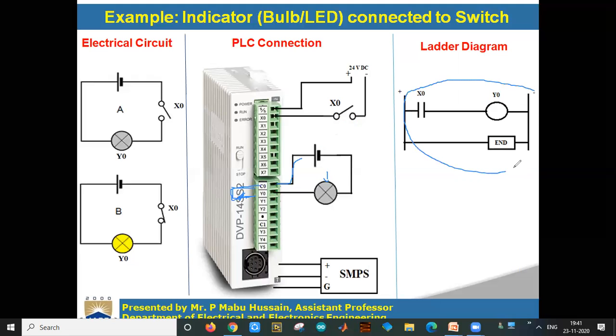This is our ladder programming, what you have to write in your laptop or desktop, and you have to dump that into your PLC through this RS-232 port. I think you have understood.